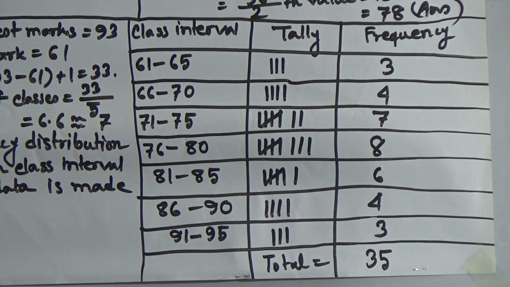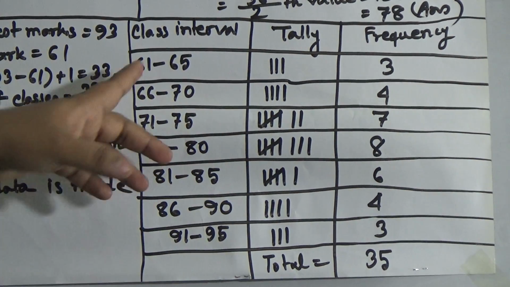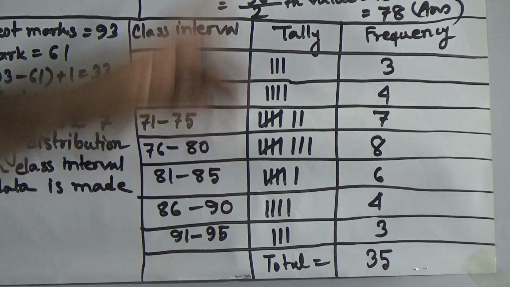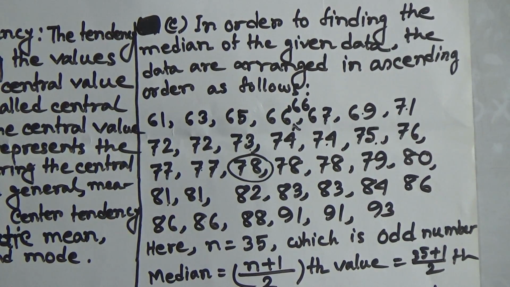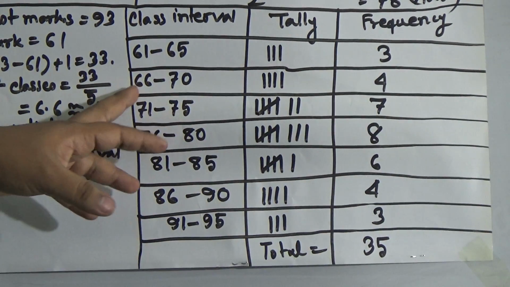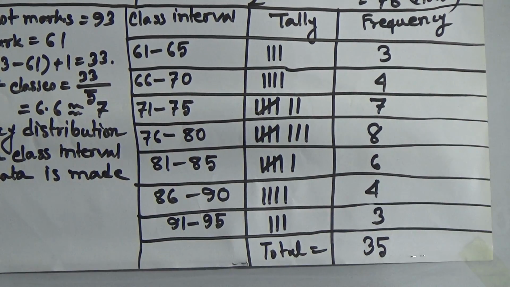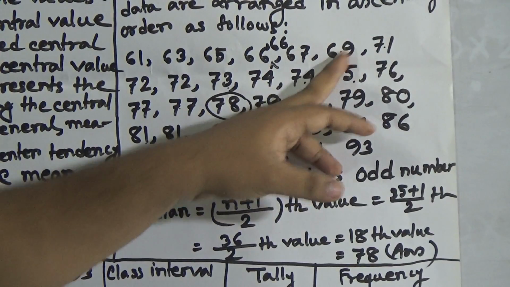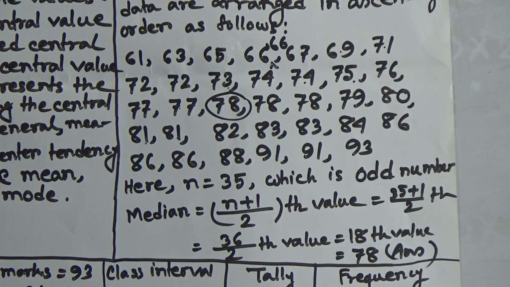Now we consider in this section between 61 to 65, how many numbers are there? Notice 1, 2, 3. So we write 3 tally marks, and the frequency will be 3. Again, between 66 and 70, how many numbers are there? Notice 1, 2, 3, 4. So at first we write 4 tally marks, after that we write frequency as 4.